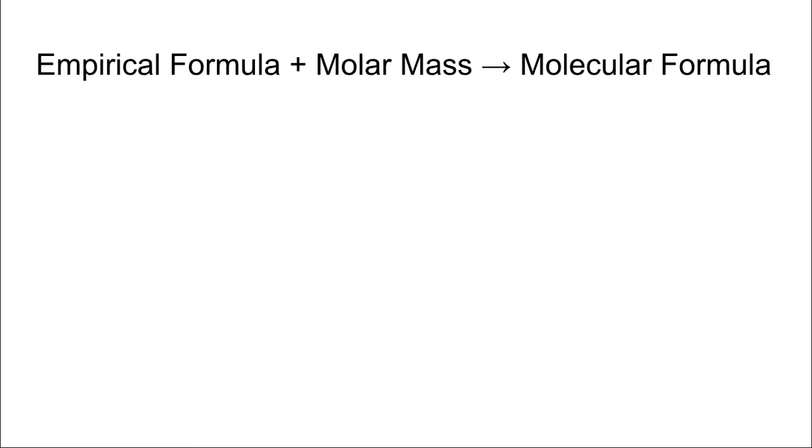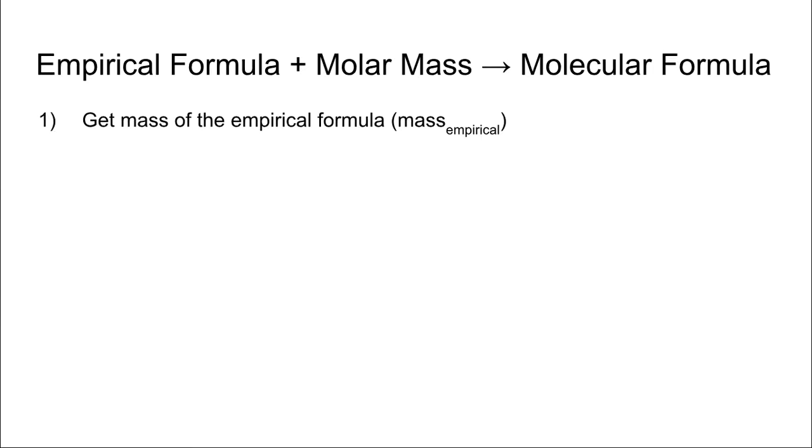Anywho, let's talk a little bit about how we can get the molecular formula for a compound if we know its empirical formula and its molar mass. These are conditions that we might have set up, and we'll talk a little bit more, again, about how a scientist might find themselves in this situation. But if you find yourself looking for that molecular formula with both of these, what you're first going to do is get the mass of that empirical formula.